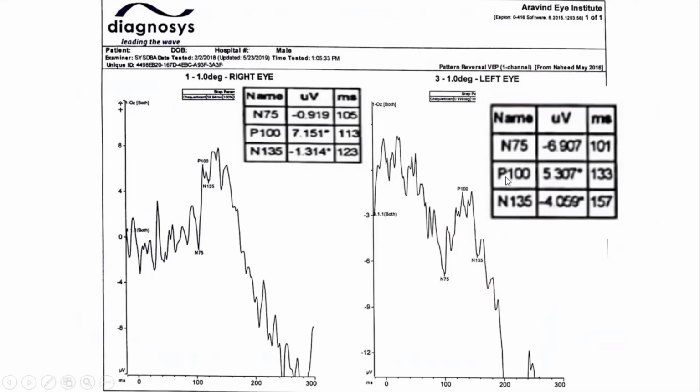And compare the left eye. So here also amplitude is a little bit reduced, but still in the normal range. But you see the latency. So 133. So 33 milliseconds is extra. So here both eyes' latency is prolonged. So what is the diagnosis here? So it may be a case of demyelinating disorder.